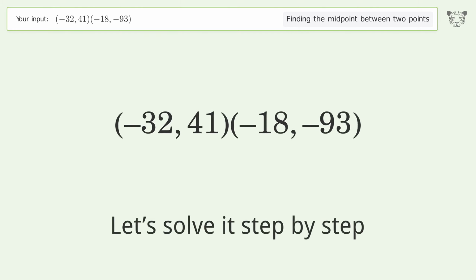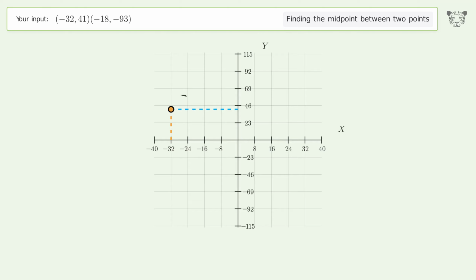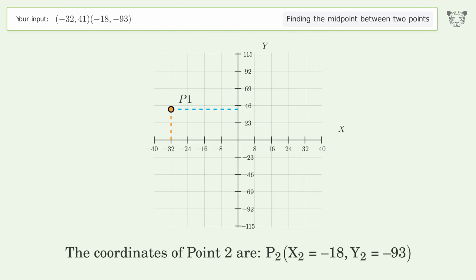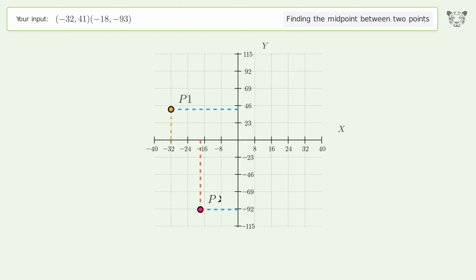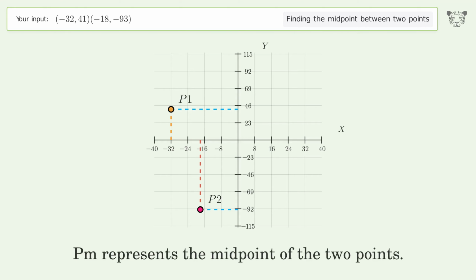The coordinates of point 1 are, x1 equals -32, y1 equals 41. The coordinates of point 2 are, x2 equals -18, y2 equals -93. PM represents the midpoint of the 2 points.